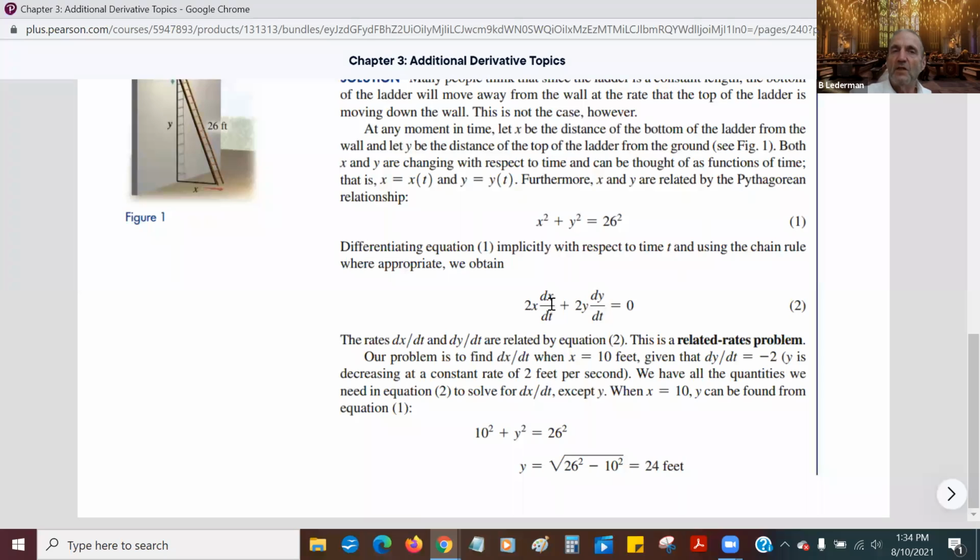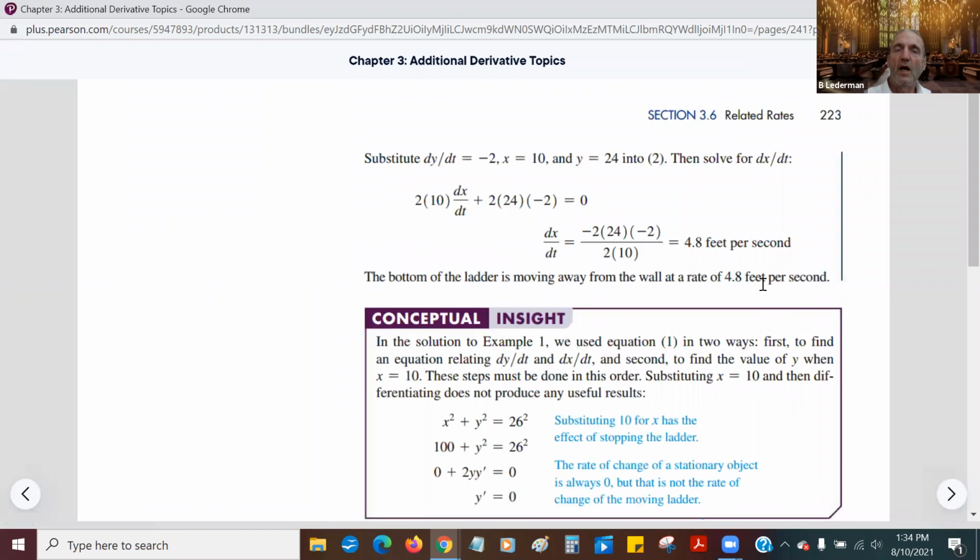All I got to do is solve for dx dt, and we're done. So really, at this point, it's actually very, very simple algebra. So let's just go to it, and here we go. So dy dt, as I said, is -2, x equals 10, y equals 24. I'm going to plug that all into this equation, and I get, drum roll please, dx dt is equal to 4.8 feet per second.